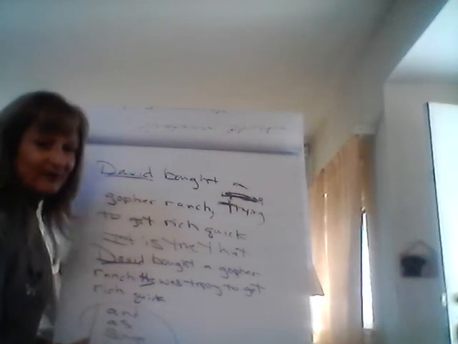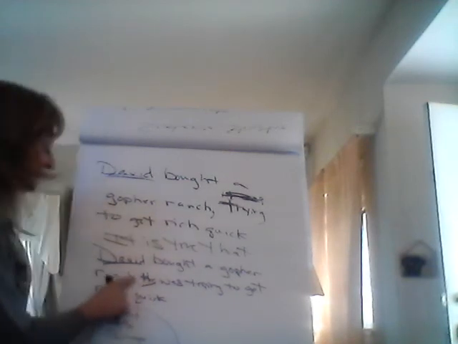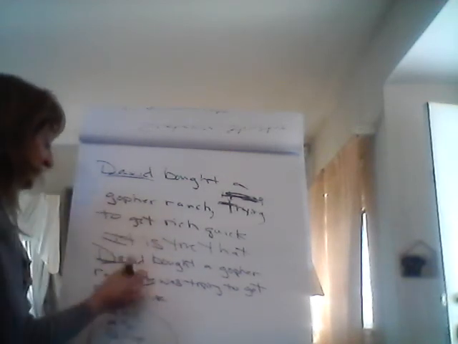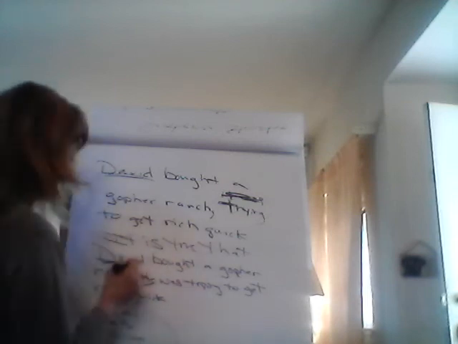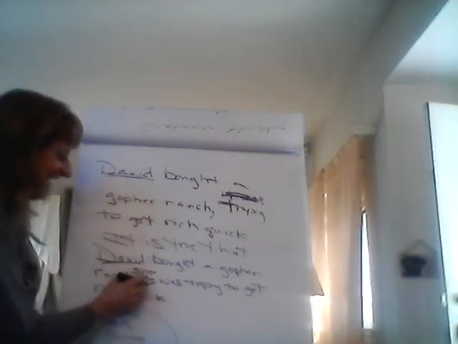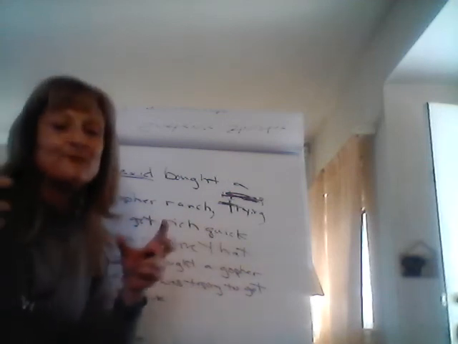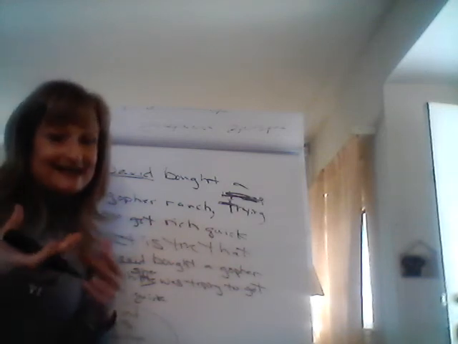These little words right here are a great way to fix a run-on because you can choose one of them and combine the two elements. So: David bought a gopher ranch since, I like since in this case, since he was trying to get rich quick. So then we don't have a run-on, and we connected the two parts that were independent clauses, and we kind of fused them together, making a more complex sentence, right?